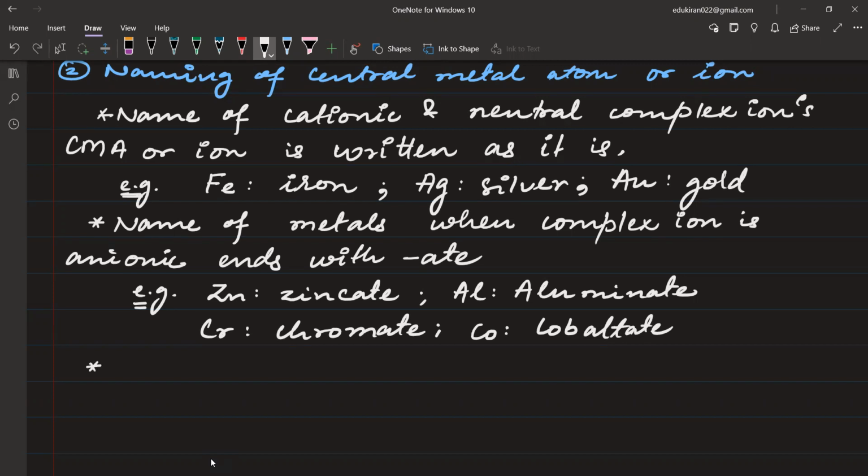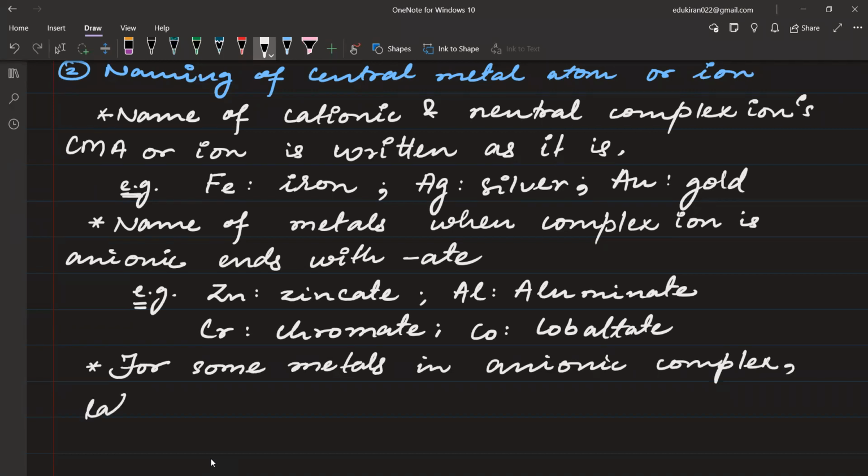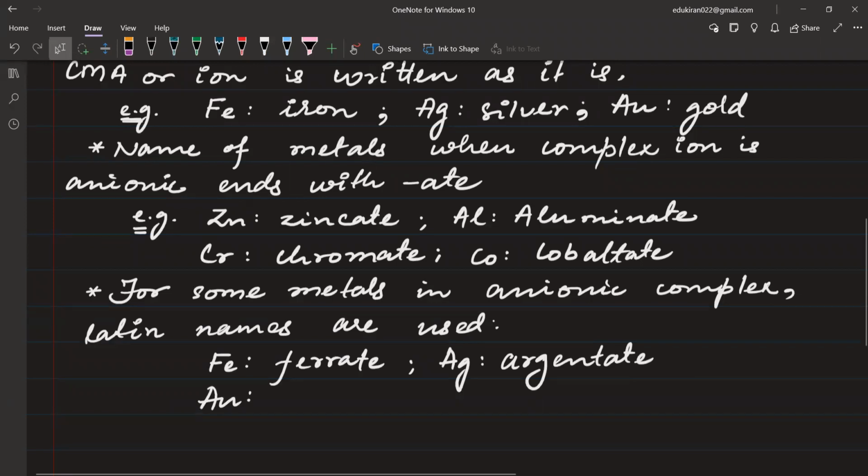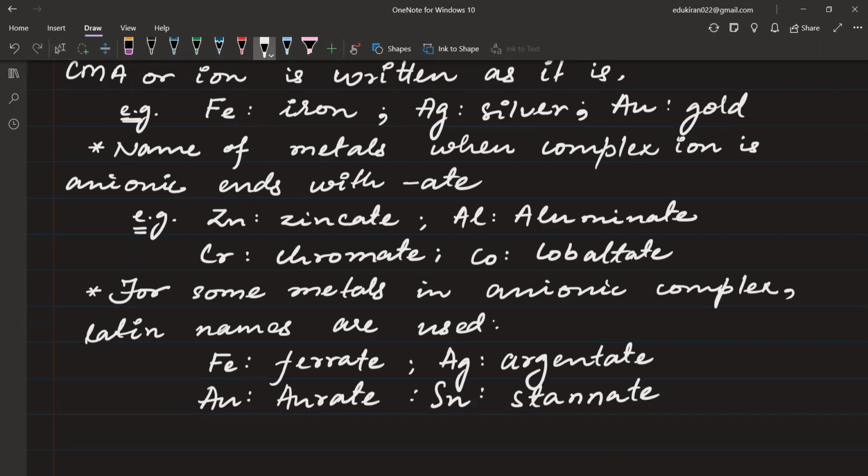Okay. Now, right next. For some metals in anionic complexes, Latin names are used. For example, if you have Fe, then we'll not write ironate, we will write ferrate. If you have Ag, we will not write silver, we will write argentate. And if you have Au, you're going to write aurate. Sn will not be tin, rather it will be stannate. Copper will be cuprate.